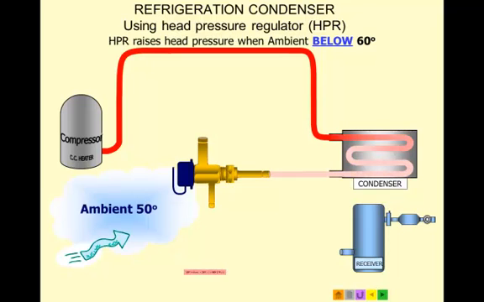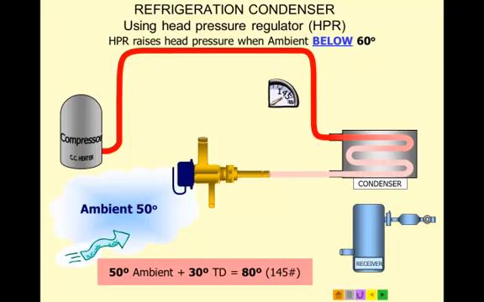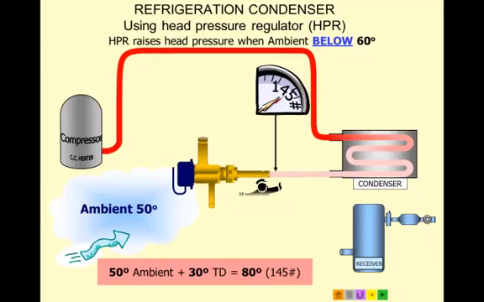Notice the piping. We have a 50-degree ambient plus 30 degrees gives us an 80-degree temperature on the refrigerant, which would be 145 pounds. So the valve's going to back up the refrigerant. It's going to put a little guy in there and he's going to say, stop. We don't want all that refrigerant coming through here.